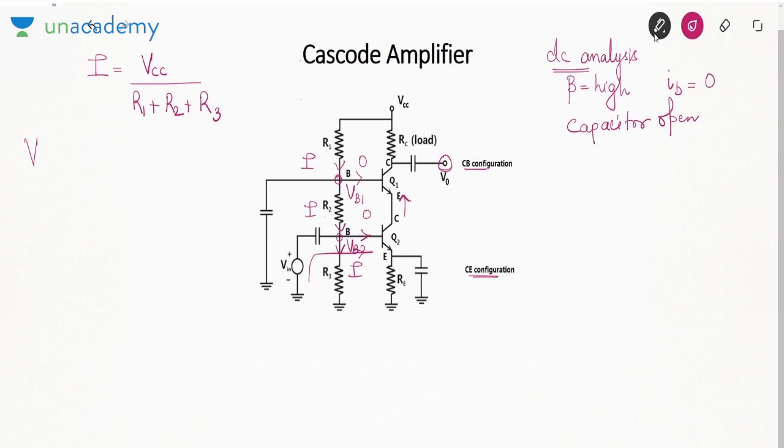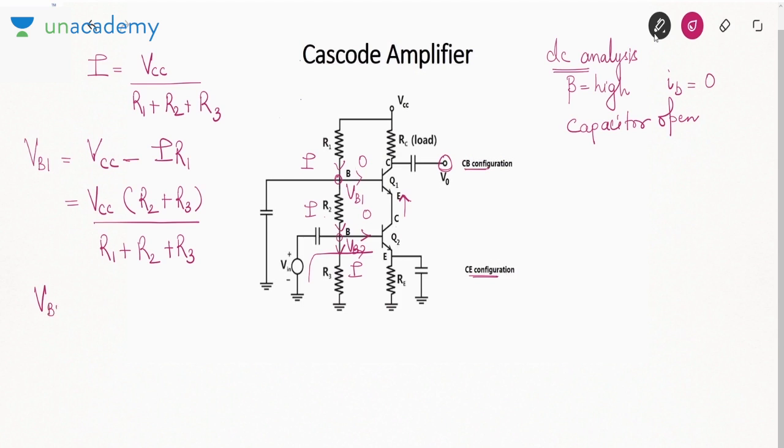So base voltage of transistor 1 can be found out as how? By voltage division, or you can write KVL, VCC minus I R1. So it will come out to be VCC into R2 plus R3 over R1 plus R2 plus R3. Similarly, you can find out base voltage of transistor 2 as the voltage across R3. So VCC into R3 over R1 plus R2 plus R3. So these are the two base voltages.